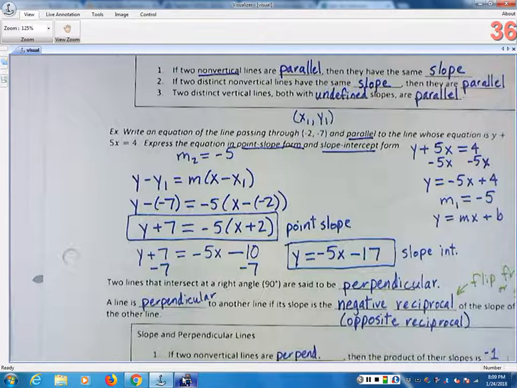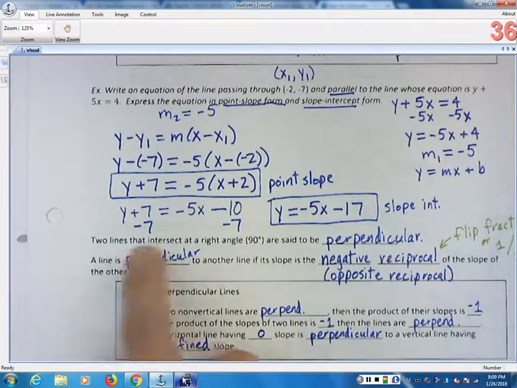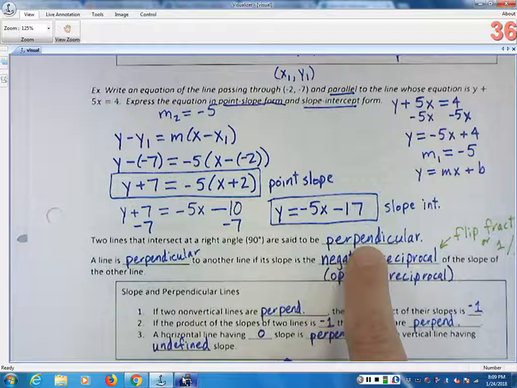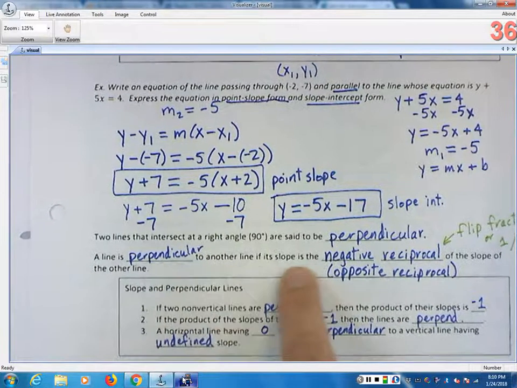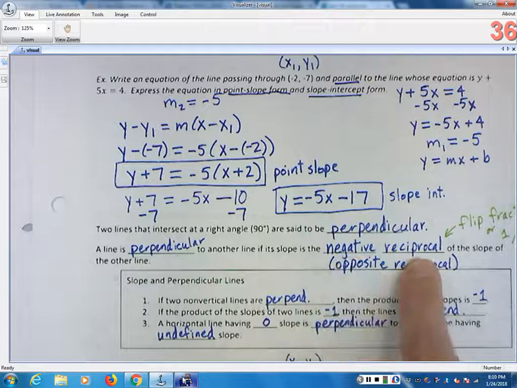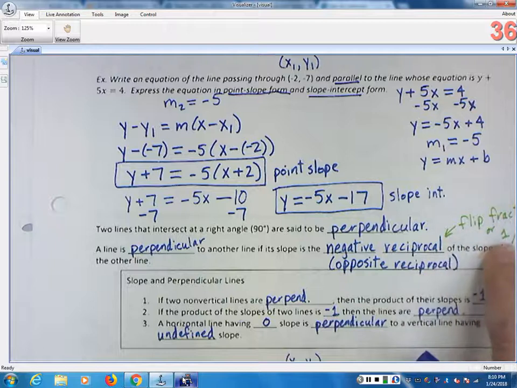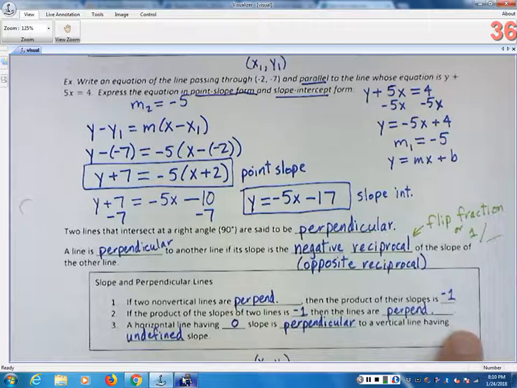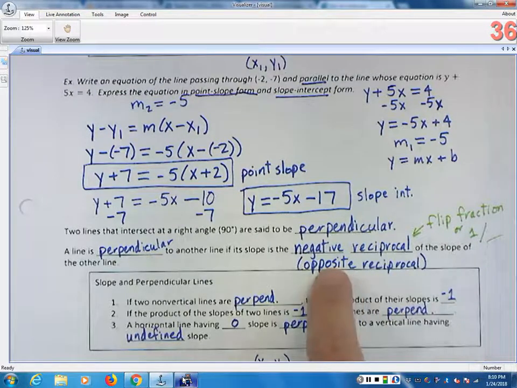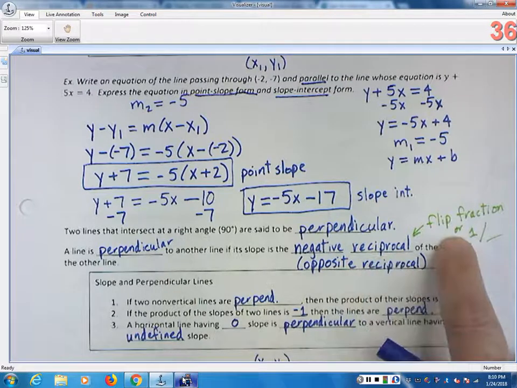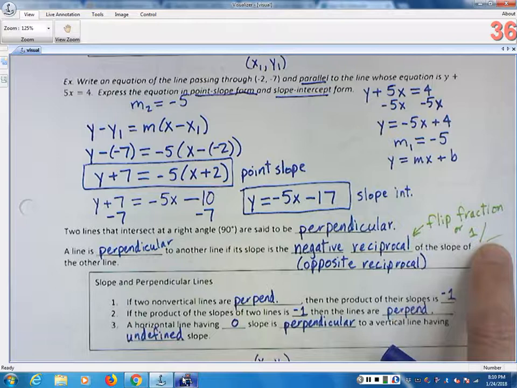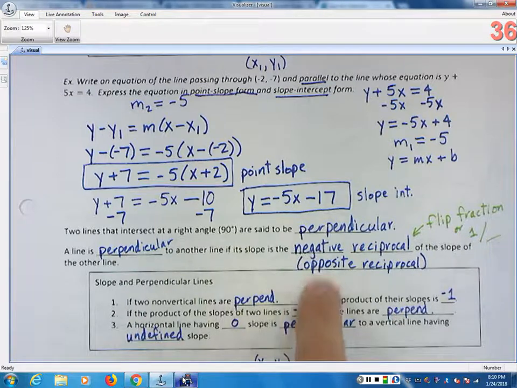Okay, so the fill-ins: if two lines intersect at a right angle, they're perpendicular. A line is perpendicular to another line if its slope is a negative reciprocal. Reciprocal means you flip the fraction or take 1 over it. Or you could say it's the opposite reciprocal. With reciprocal, you flip the fraction or take 1 over the number. Negative or opposite means you change its sign.